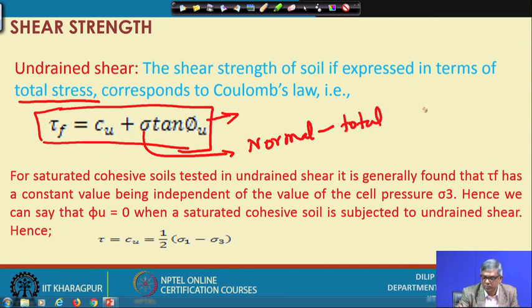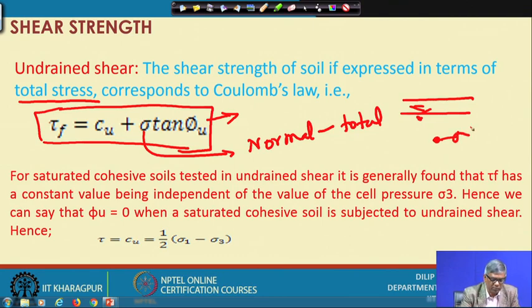Suppose I want to consider a point here and find out the shear stress, and the water table is here. Then total stress means I have to find out at this point what is the total stress, not the effective stress, that is sigma.